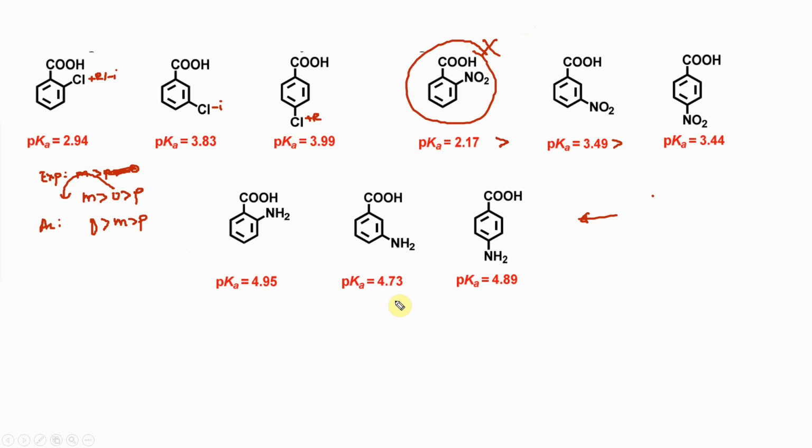Okay, here what is the order that you would expect? This is effect இருக்குனா plus R minus I. This is minus I. This is plus R. So expected order என்ன இருக்கும்? Minus I is better than no plus R. So meta greater than ortho greater than para. But actual என்ன இருக்கு? Look at the values. Okay, you have meta greater than para greater than ortho.